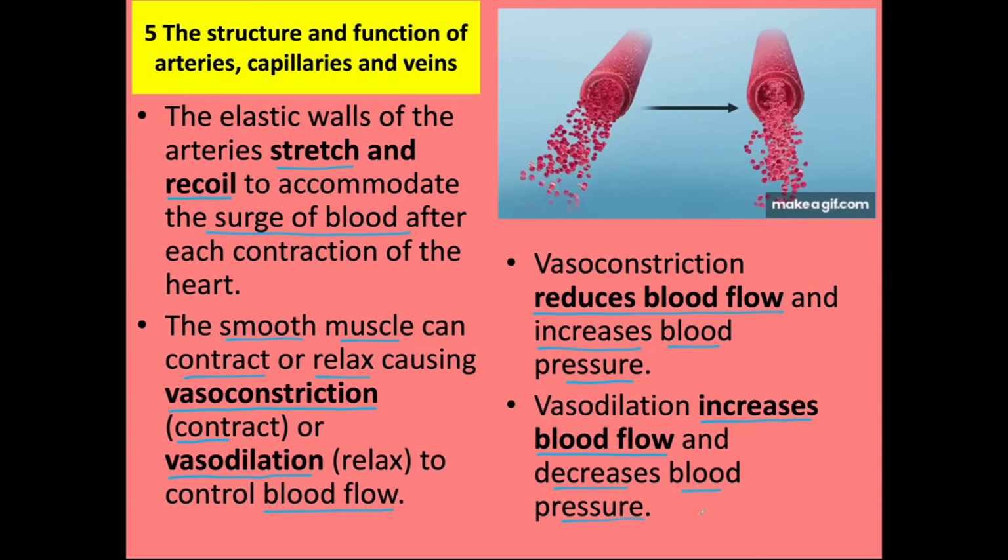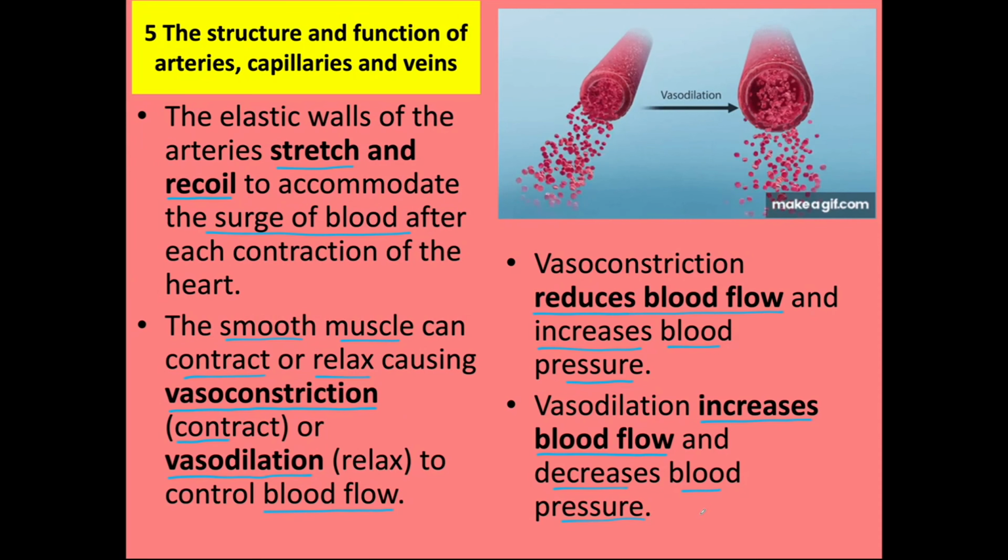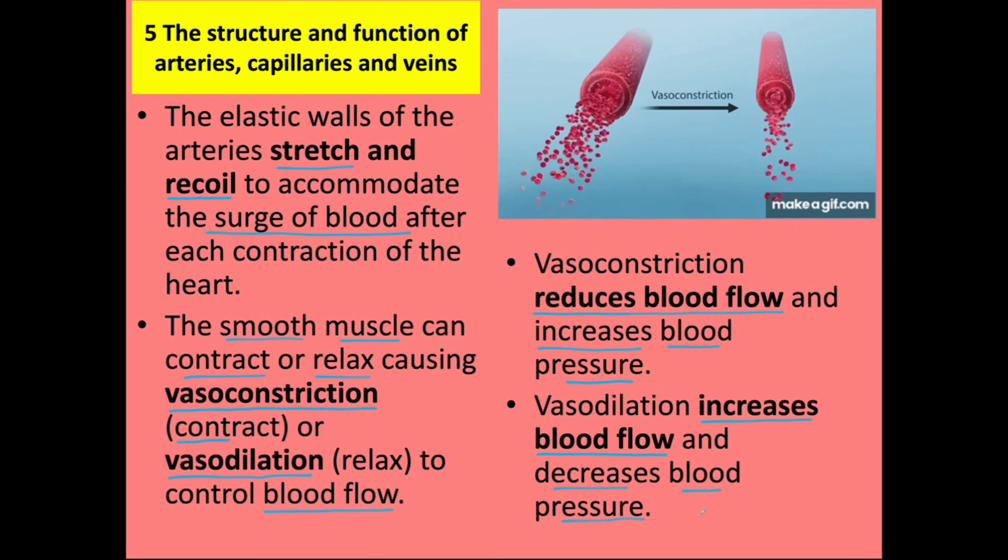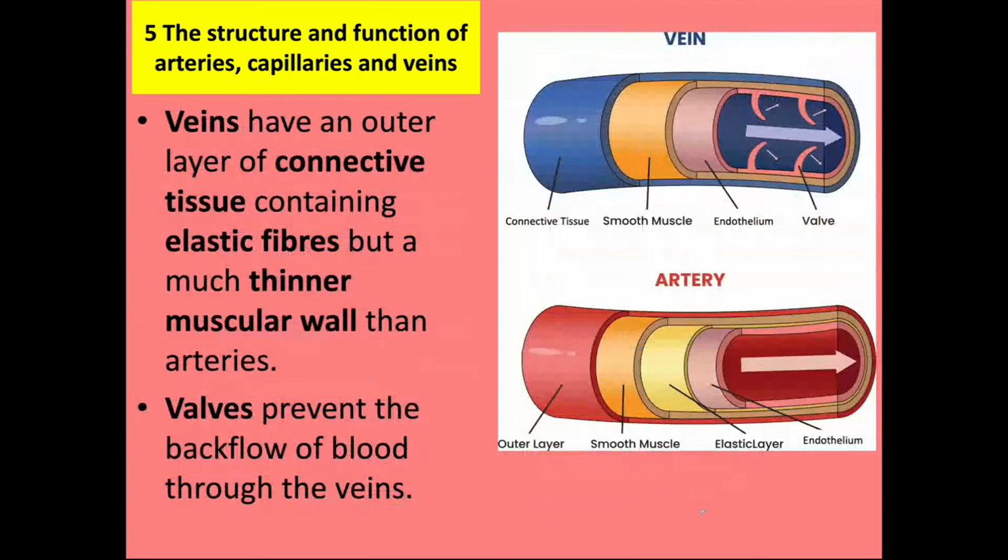You need to remember those key terms, stretch and recoil. That's why they've got elastic walls. And vasoconstriction and dilation, that's where the smooth muscle this time is able to contract or relax to either reduce or increase blood flow. Now, let's look at the other half of the blood vessels. Let's look at the veins. Now, arteries and veins, I said earlier on, they go together a lot because they have a lot of similar features. So the veins also have connective tissue on the outside, just like the arteries. And they also contain elastic fibers.